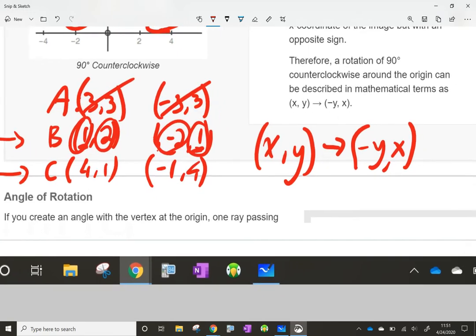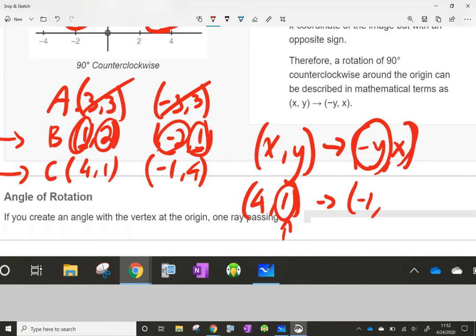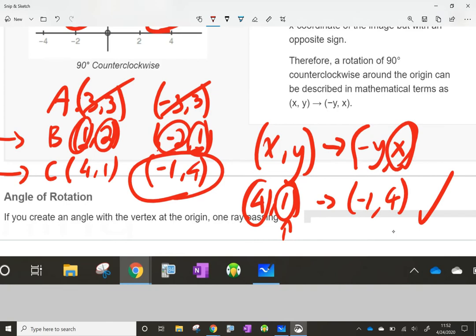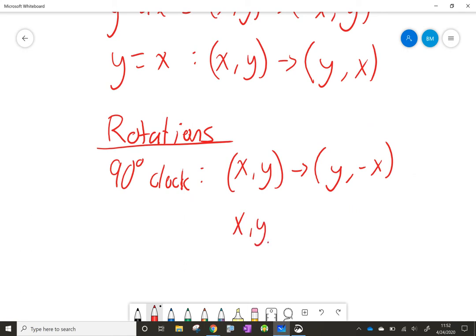So let's apply that to C to make sure that it fits. C was originally 4, 1. If we follow the rule, we're going to change the sign of the y value and put it in the x place. So change the sign of the y value to a negative 1 and put it in the x place. The x value is going to stay exactly the same, 4, but become the new y value: negative 1, 4. And that's what it was, right? So that rule is good. We've written it down correctly. So the rule is xy changed to negative y, x.